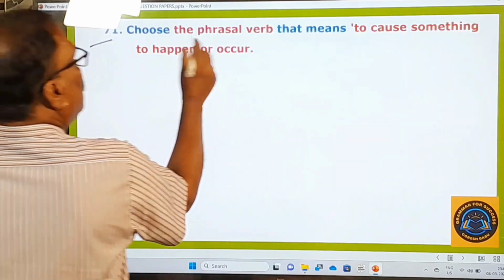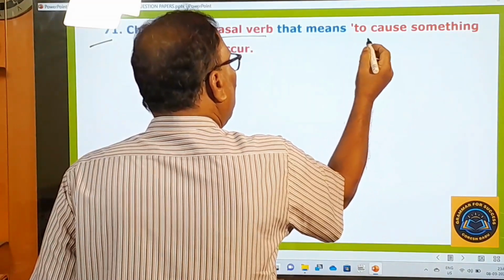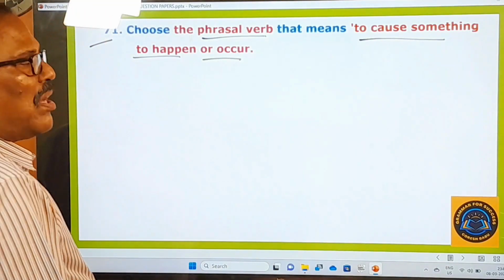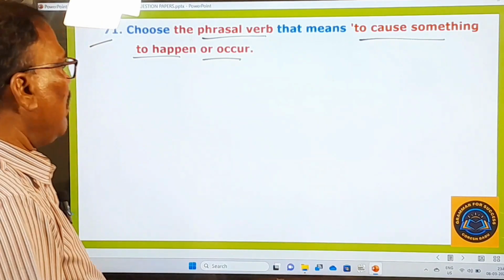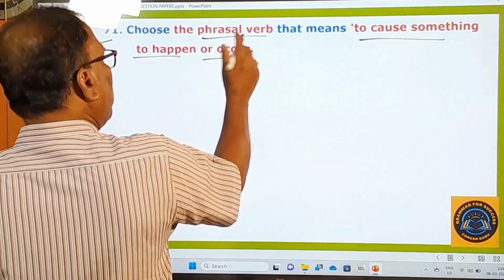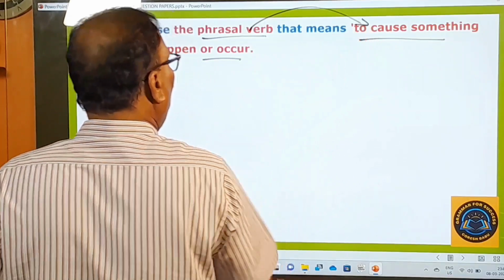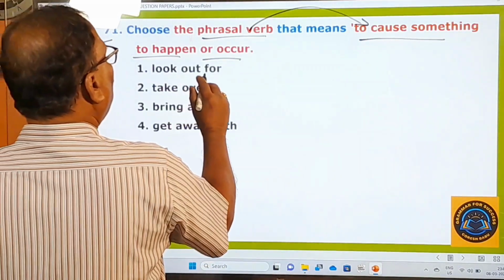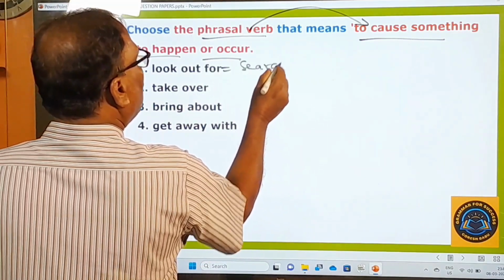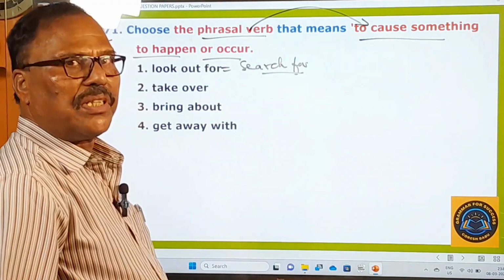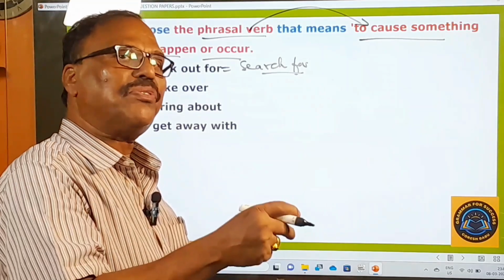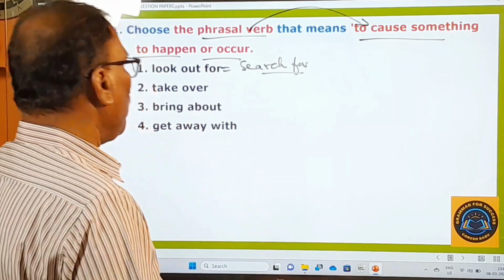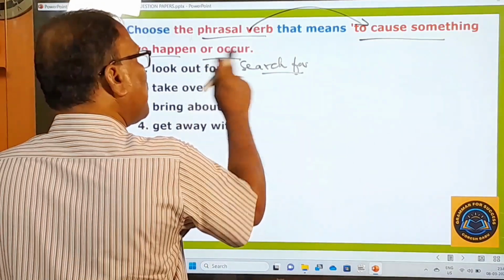71st question. Choose the phrasal verb that means to cause something to happen or occur. And what is that phrasal verb that conveys this meaning? Okay, let us look at the options. Look out for. Look out for means what? Search for. What are you doing? Sir, I am looking out for a new job. So look out for means searching for, right?